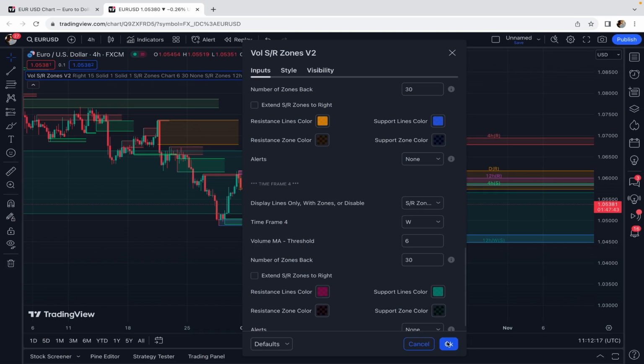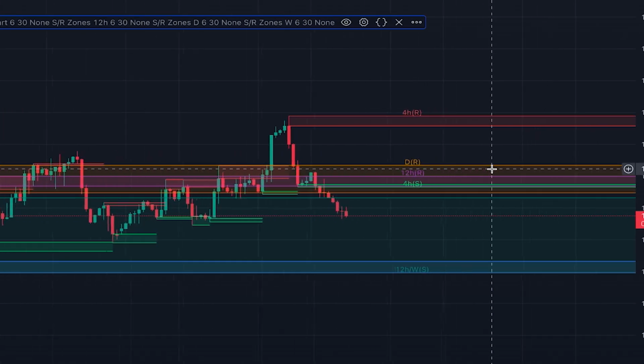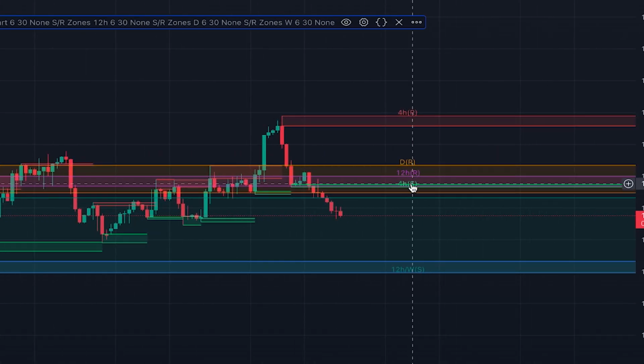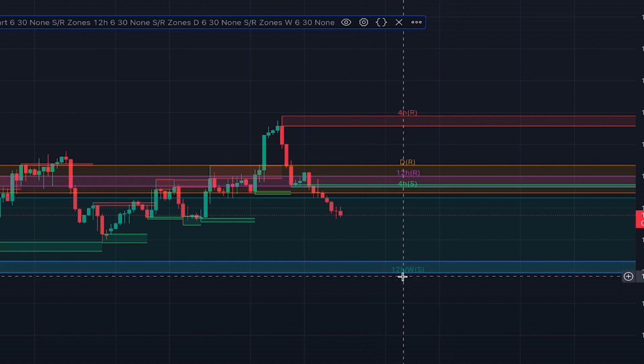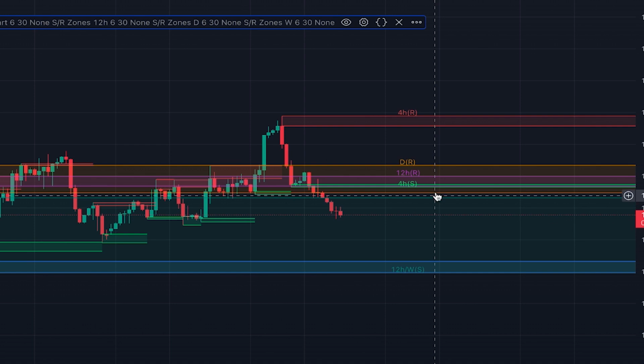And as you can see here on the chart, for each of the zones, we have labels, which actually show which time frame they belong to. For example, this support zone is drawn from the 12 hours time frame, or this resistance zone is from the daily time frame, and the rest is from the 4 hours time frame, which is the current time frame of this chart.